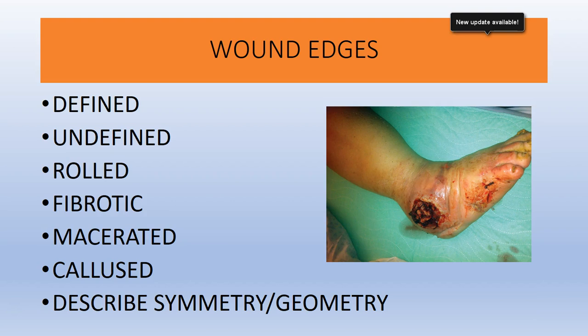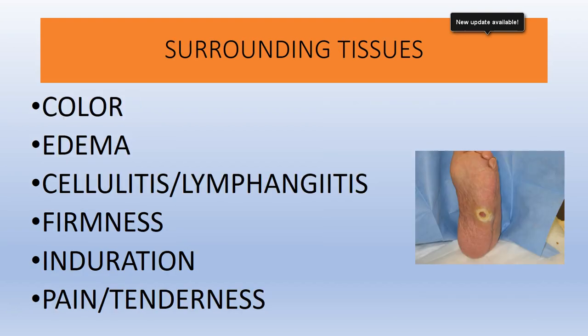It's important to also look at the wound edges and include a description of that in your note. We can have well-defined or undefined wound edges. The wound edges may be rolled. They may be fibrotic, they may be macerated, they may be calloused, and you want to describe the general shape or geometry of those wound edges.